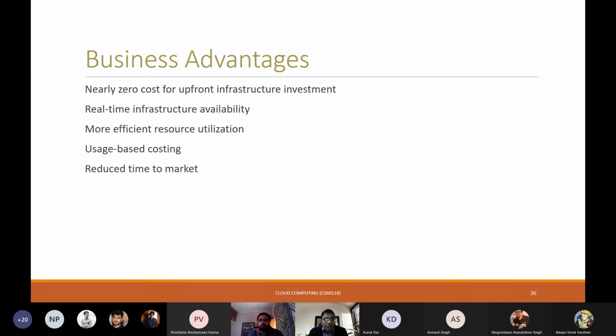So you pay only for what you use, right? You save on the cost. It cuts down on your IT infrastructure costs for the business. You save a lot of money. You pay only a meager amount for whatever you have consumed. For the rest, you do not need to pay, right? So usage-based costing and reduced time to market.